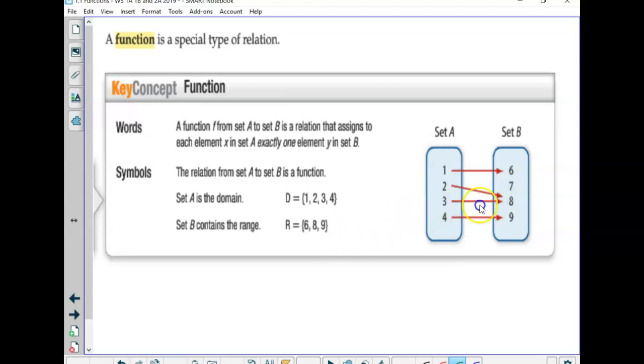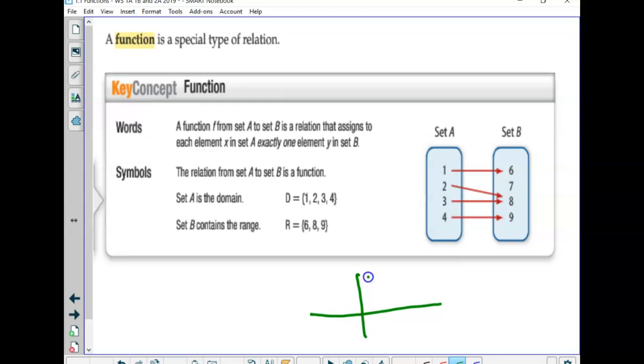2, 8 and 3, 8 are both paired with this, right? So the domain would be 1, 2, 3, 4. The range is 6, 8, 9. They don't use 7, but it is not a function. The relation from A to B is a function. No, it's not a function.